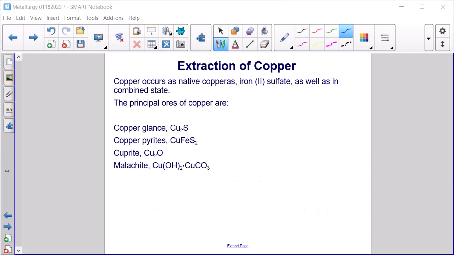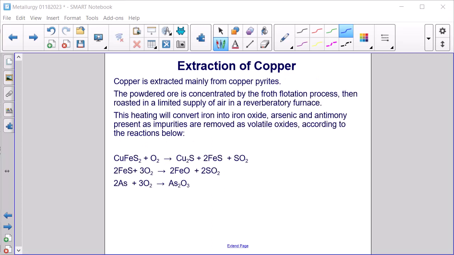Copper occurs as native copper, as well as in the combined state such as ferrous sulfate. The principal ores of copper are copper glance, Cu2S, copper pyrites, CuFeS2, cuprite, Cu2O, and malachite. Copper is mainly extracted from copper pyrites, which you can see shown here.